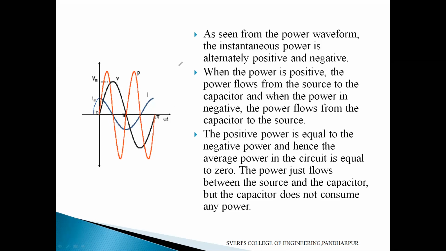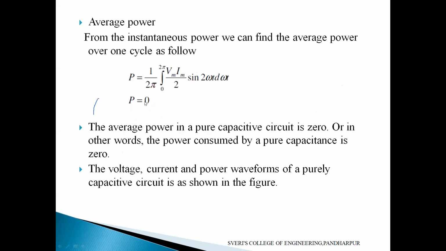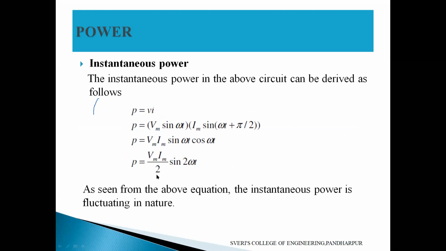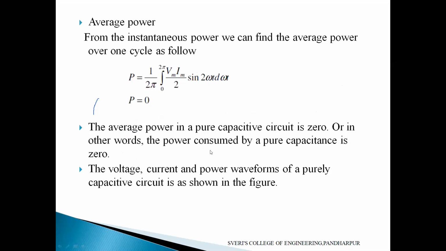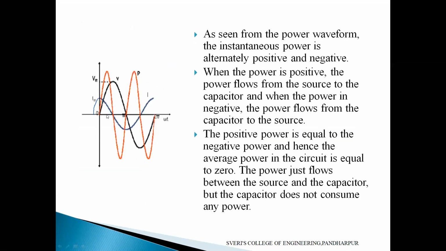According to the instantaneous power equation, P equal to Vm Im by 2 sin 2 omega t. At 0, the answer should be 0. At 45 degrees, this is pi by 4, half of pi by 2. Sin of 45 degrees into 2 is sin 90, and sin 90 equals 1. So we are going to get the maximum power at this point, at 45 degrees.